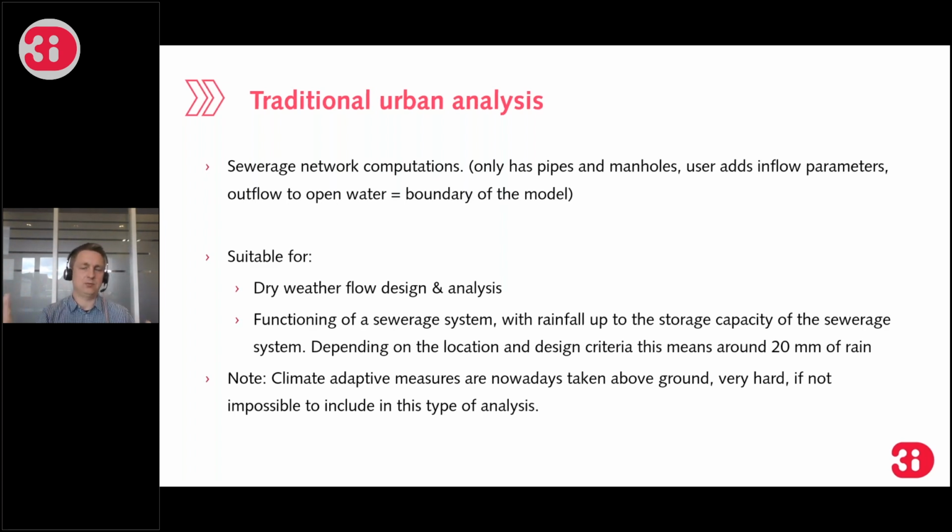You see that if you have a heavy rainfall event, then water is flowing on the streets. It's not necessarily even going to the sewage system anymore. And in this kind of situation, this kind of analysis might not be the most accurate depiction of reality. Also, when you're looking at climate adaptive measures that you are taking nowadays, you're not just making the sewage system bigger, you're also looking at above the ground. You're looking, can I store water here? Can I make a retention basin? Can I make ponds, for example?